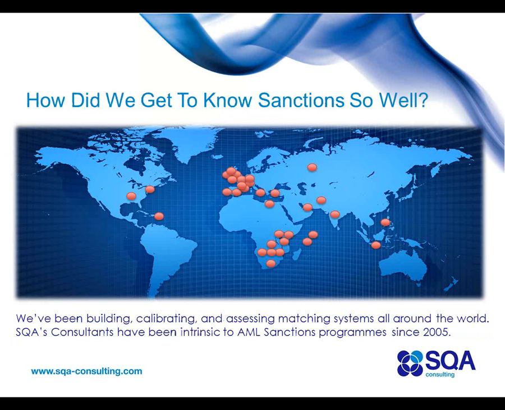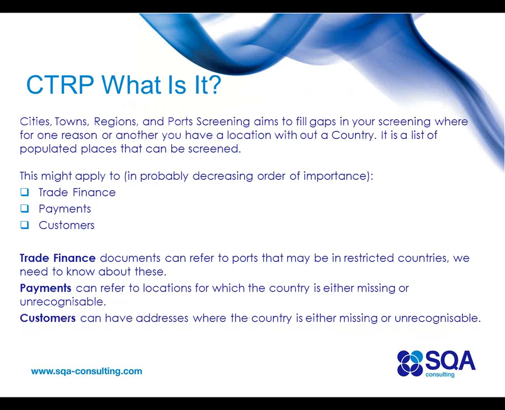Okay, there's an advert that all of you will have regularly seen as we've been through these webinars. This is the penultimate webinar. It should finish on time because it probably is the shortest. And what is it all about? CTRP, as you may well know, cities, towns, regions and ports, is all about geographical screening. It's all about finding the gaps in your locations where you have an address but don't necessarily have a country.